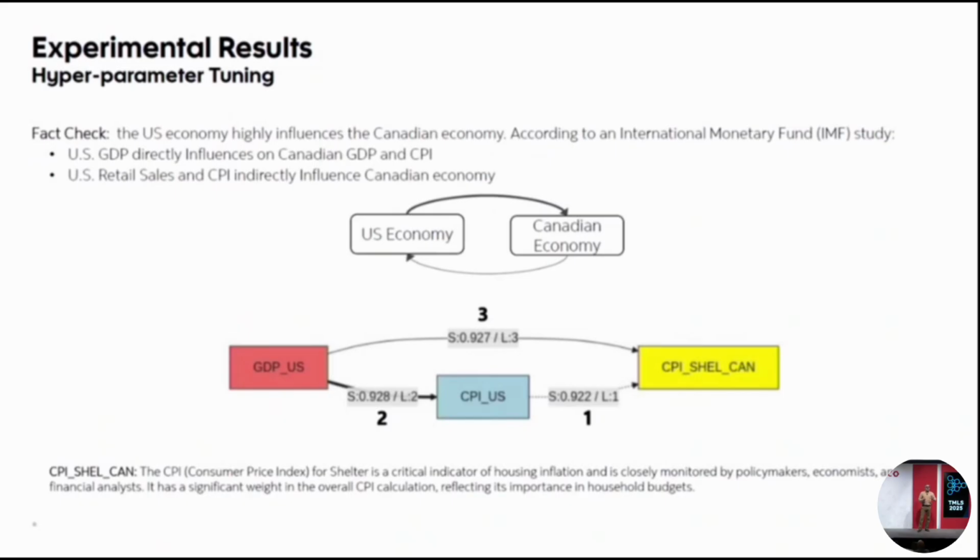But how do we tune the causal network? We use fact checks. For example, we know the US economy greatly affects the Canadian economy, but not vice versa. So we use this fact to tune the model parameters. After tuning, the network shows that US GDP affects the US CPI, which then affects CPI shelter Canada. CPI, as I mentioned, is consumer price index, and CPI shelter Canada is a good proxy for housing prices and the housing market.